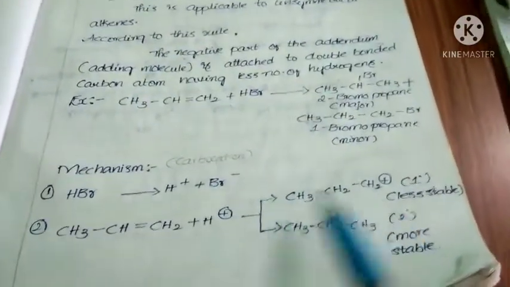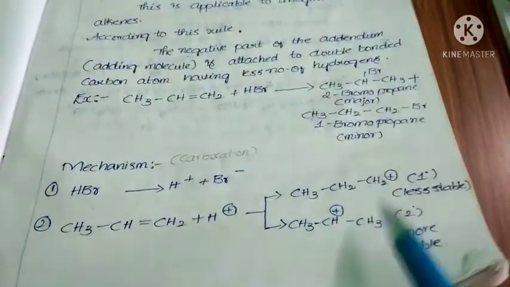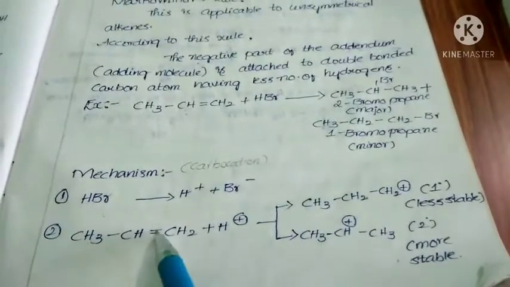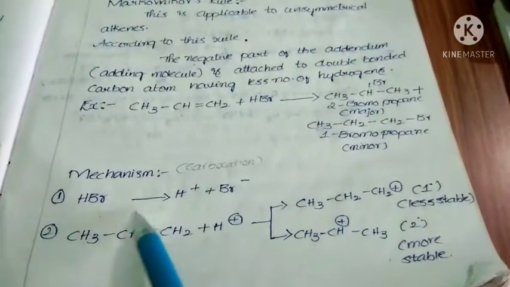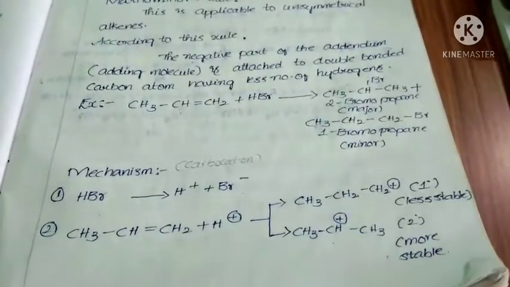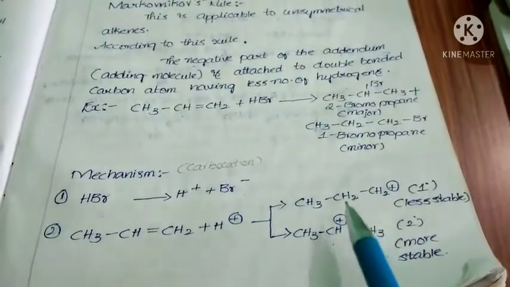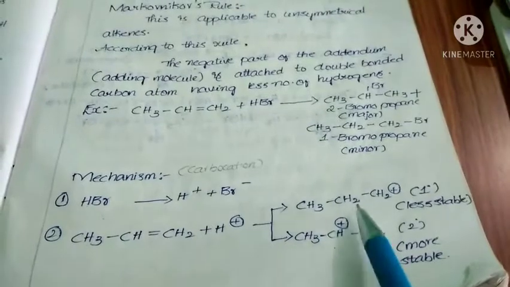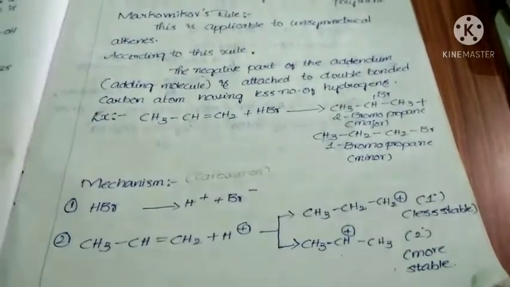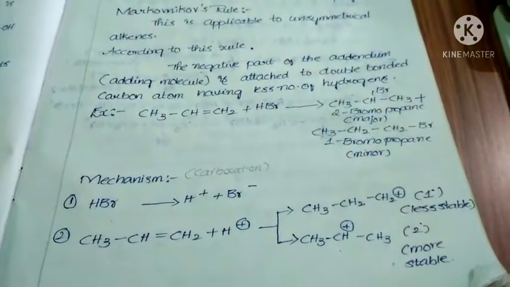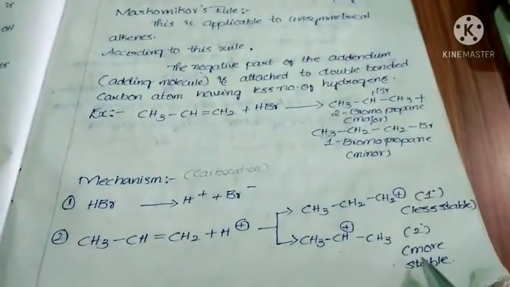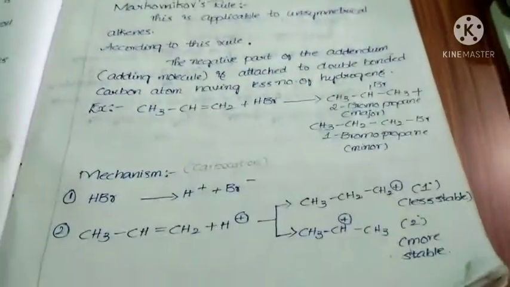See, primary carbocation and secondary carbocation. Why are 2 possibilities present? If the pi bond is completely transferred to this carbon, then we get 1 possibility. If the pi bond is completely transferred to the other carbon, then we get 1 more possibility. After forming carbocations, these react with bromine, then we get 2-bromo and 1-bromo. Out of them, 2-bromopropane is more stable due to the greater stability of the secondary carbocation.